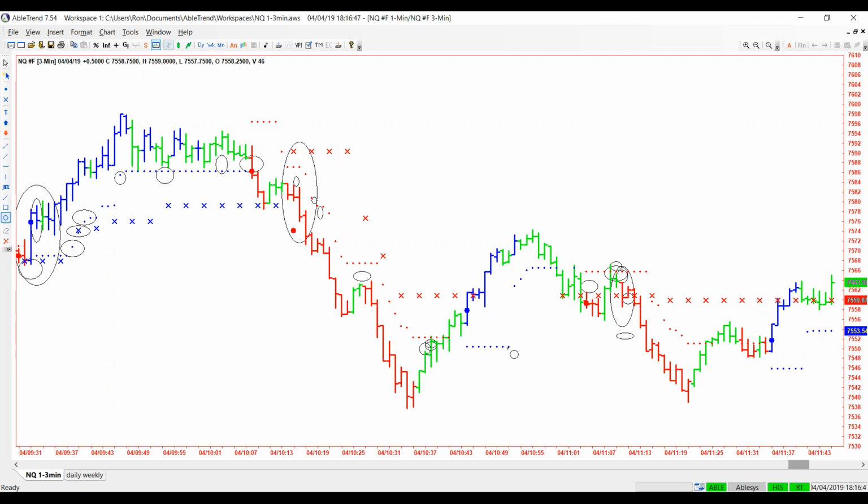$500 in 10 minutes. 20 minutes. Using AbleTrend signal right there. That was sweet. That was a good one. That was the big one that did. Usually get one good one a day. Yesterday was a good day.